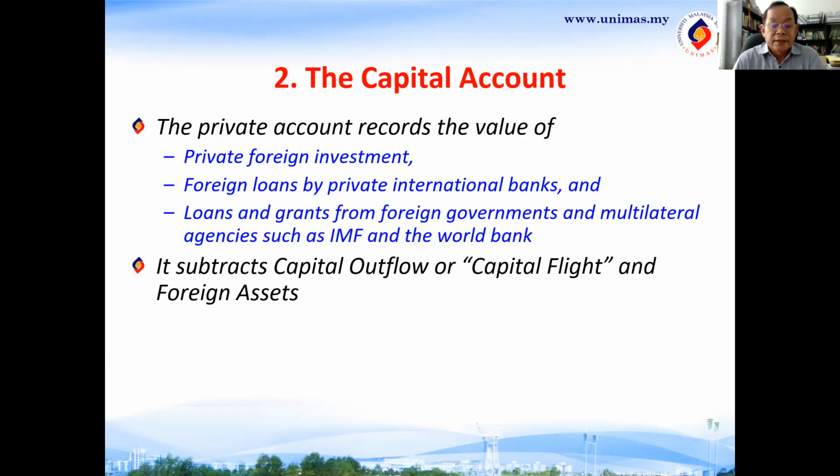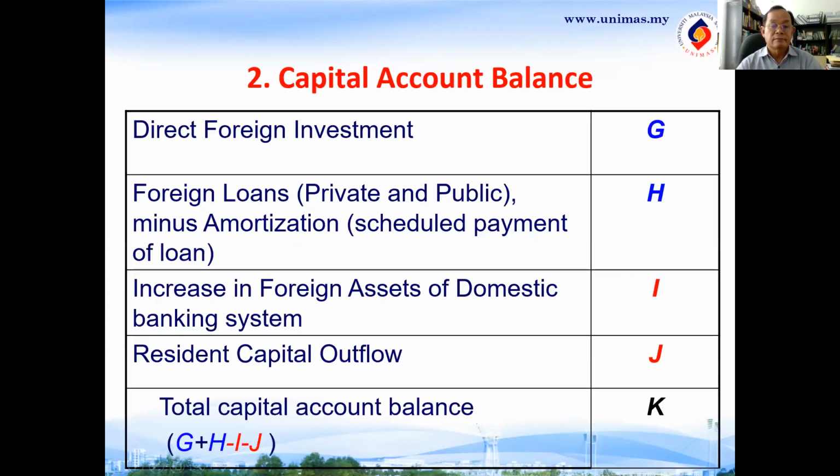And it subtracts, dia akan menolak, the capital outflow, or the capital flight as the term is used, and also foreign assets in the country. So it has to take into consideration the capital outflow, capital flight, and also whatever assets that belong to foreigners ataupun foreign countries.